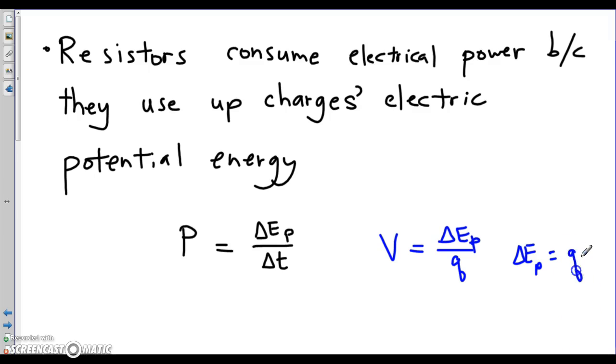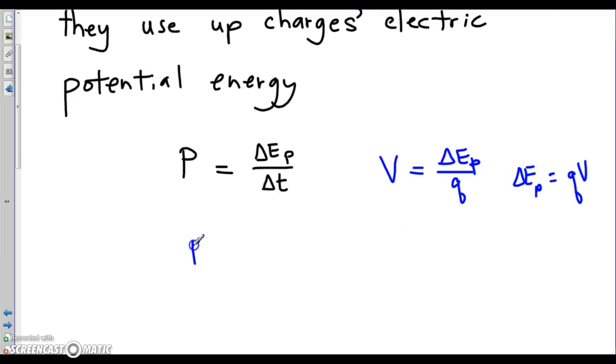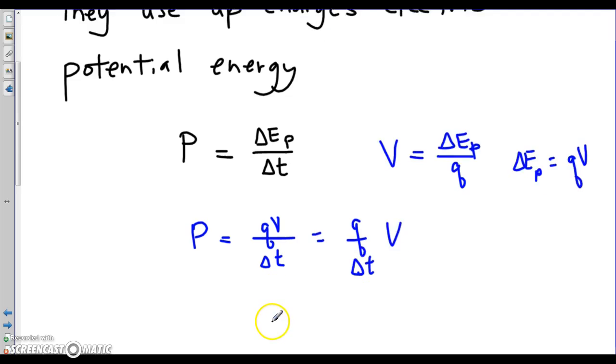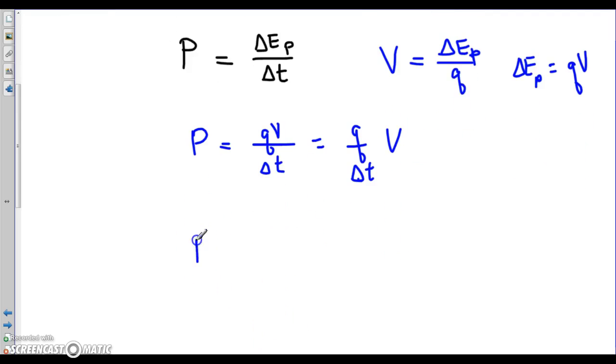Q times V. If we replace delta EP with Q times V, what do we have? This. We could rewrite that as Q over delta T times the potential difference. So the power consumed by a resistor is equal to the current through the resistor times the potential difference across the resistor.